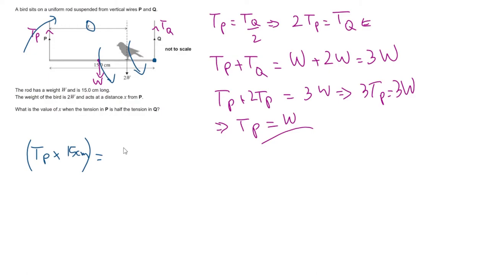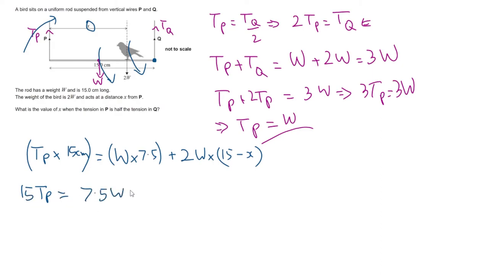The first one of which is going to be W times 7.5 for the centre of mass of the beam, and that's going to be added to 2W for the bird multiplied by the distance the bird is from the pivot, which is 15 minus X. So let's expand this lot out and see what we have. So we now have TP times 15 is going to be equal to 7.5W plus 2W times 15 minus 2WX.